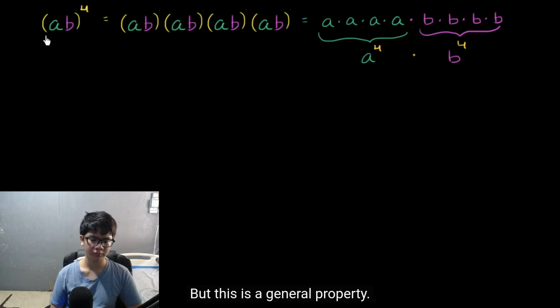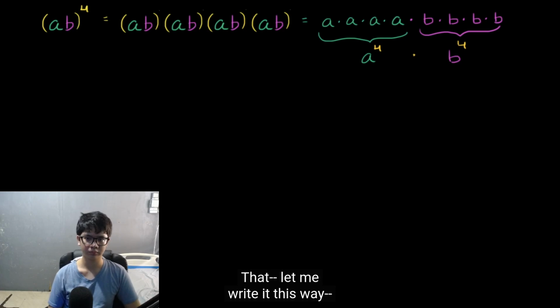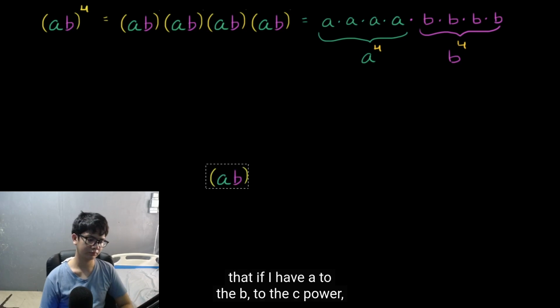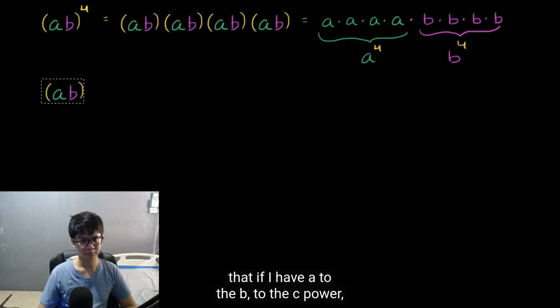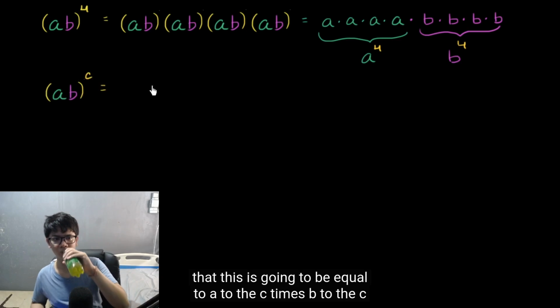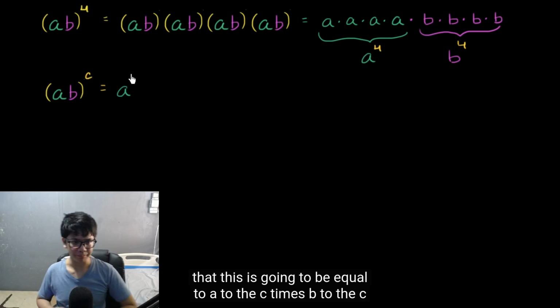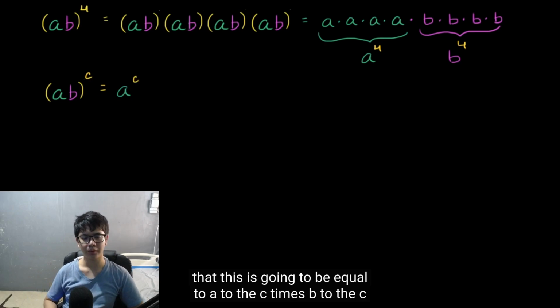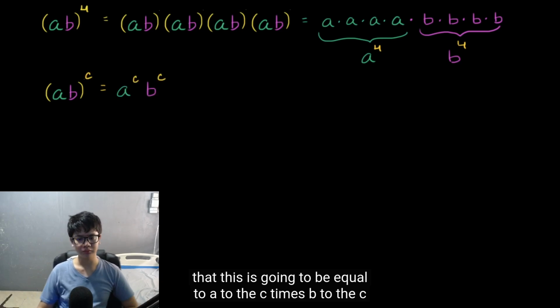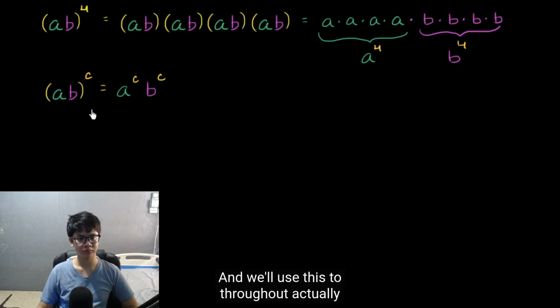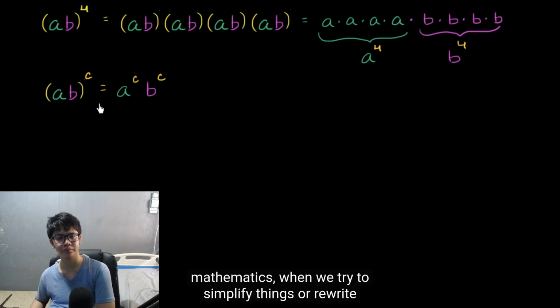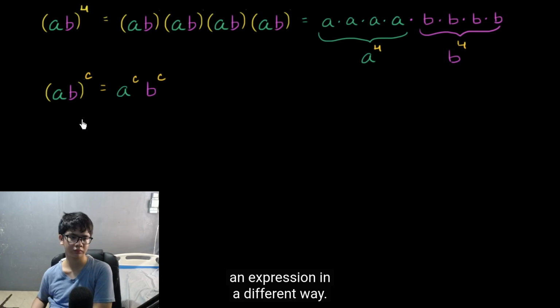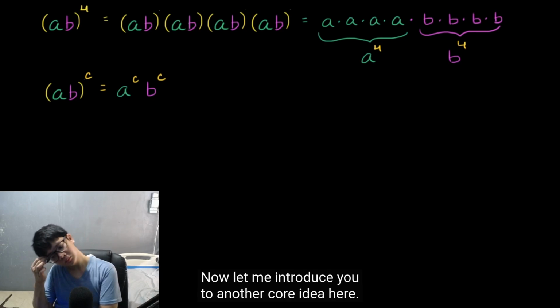But this is a general property that, let me write it this way, that if I have ab to the c power, this is going to be equal to a to the c times b to the c power. And we'll use this throughout mathematics when we try to simplify things or rewrite an expression in a different way. Now let me introduce you to another core idea here.